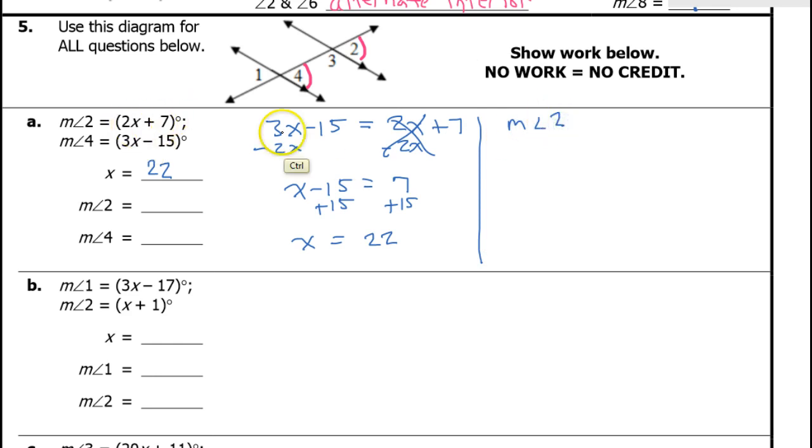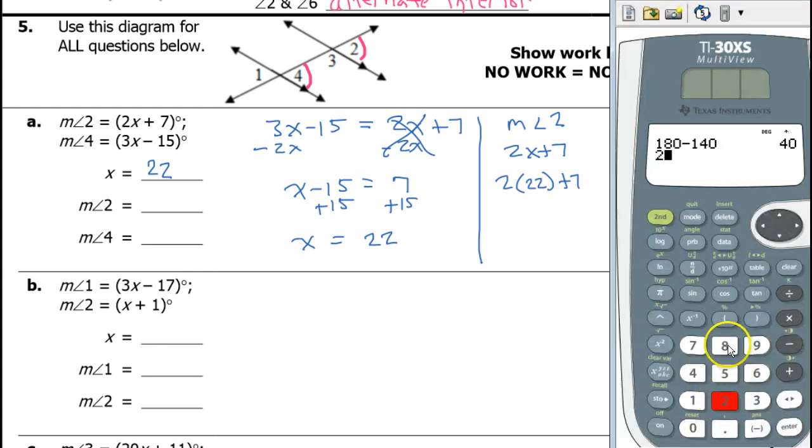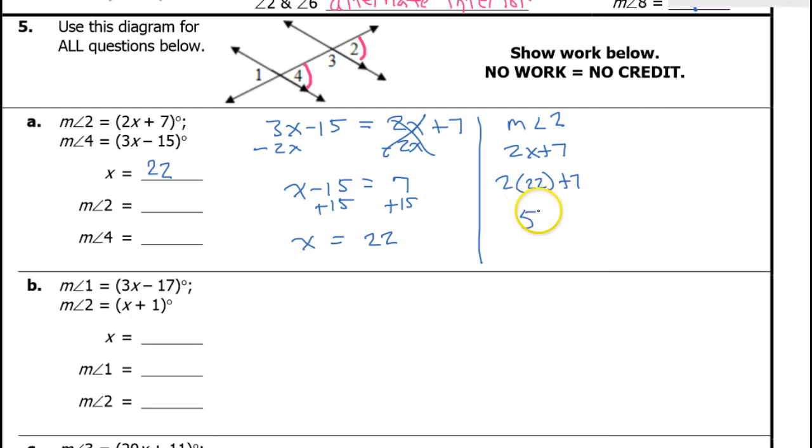Now if I want to find the measure of angle 2, the measure of angle 2 is the expression 2x plus 7. But now I know that x is 22. So this is 2 times 22 plus 7. That's 51. Now these two angles should be equal, so I don't need to calculate it again. I can just put 51.